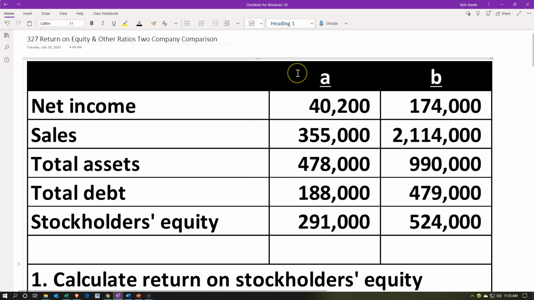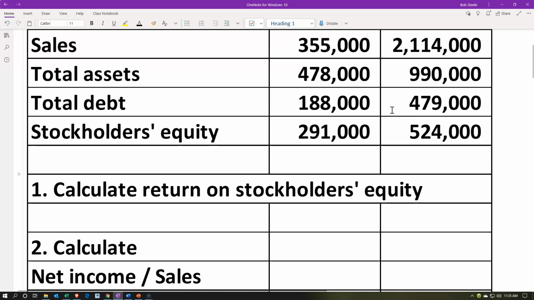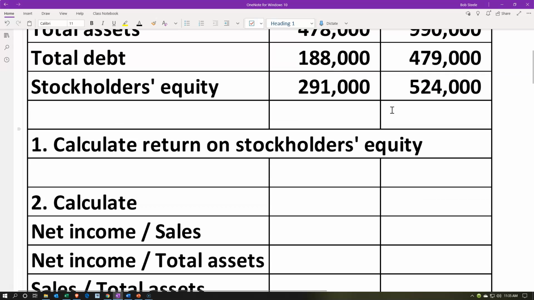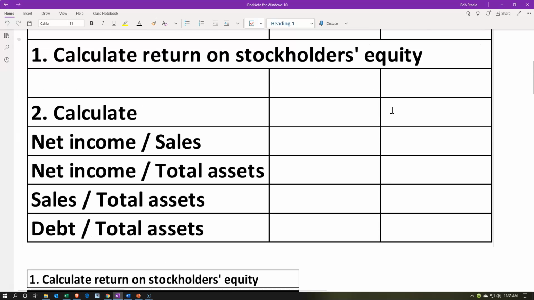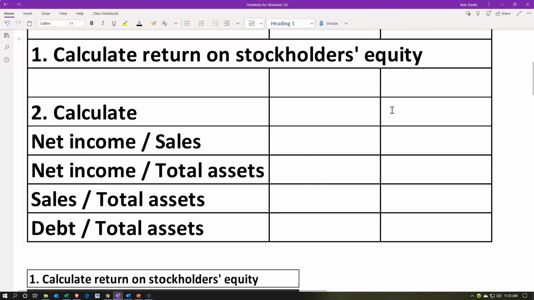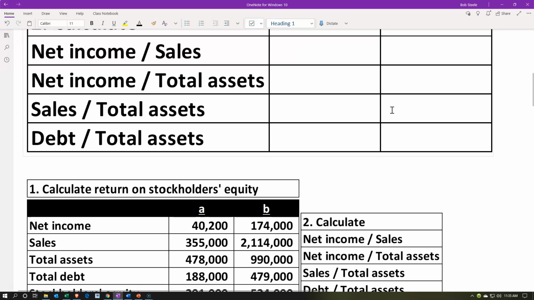Information includes two companies, A and B, and the information for them: net income, sales, total assets, total debt, stockholders' equity. Notice that there's a big difference between these data sets, so you might say, how can we compare these two companies with these big differences? Well, we can use ratio analysis to do so. We want to calculate the return on stockholders' equity, and then net income to sales, net income to total assets, sales to total assets, and debt to total assets.